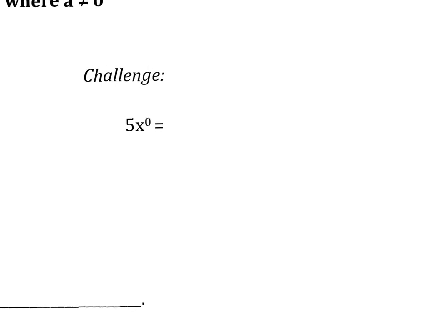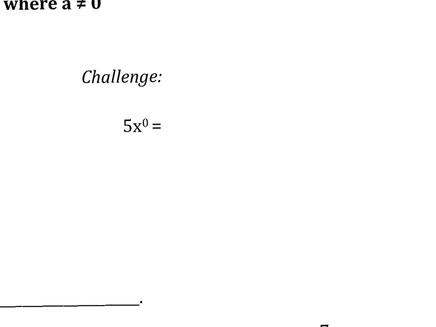Interesting. Why do we call this a challenge problem? I thought anything to the 0 power was just 1. Well, it is, but look at this. You have a 5 in front here. So really, this is like 5 times x to the 0, which is the same as 5 times 1, which is 5. So your answer for that one is actually 5.